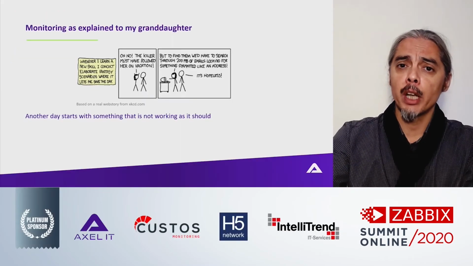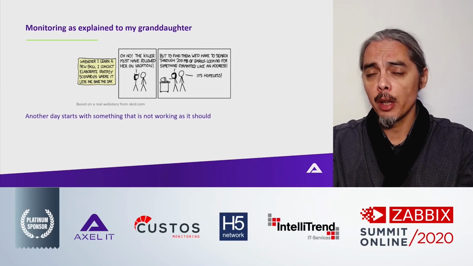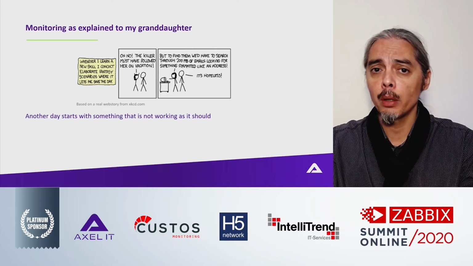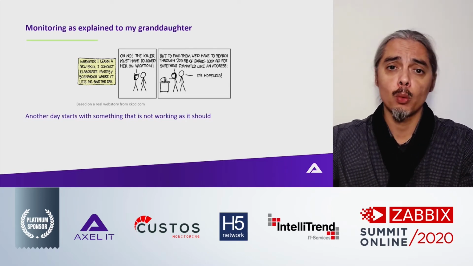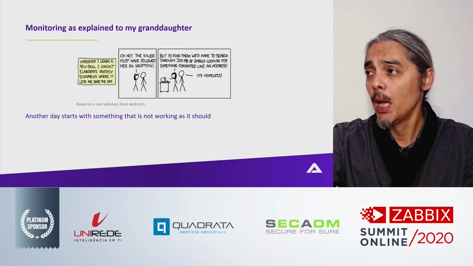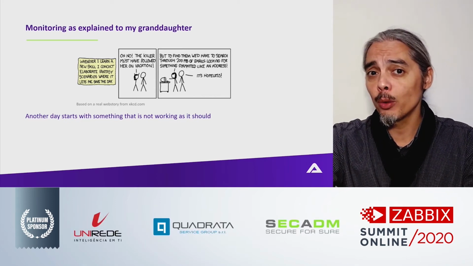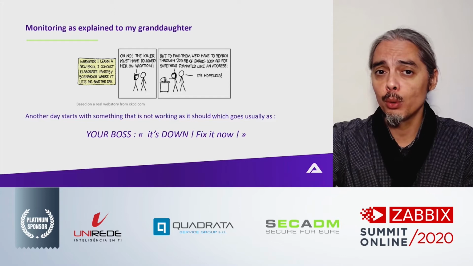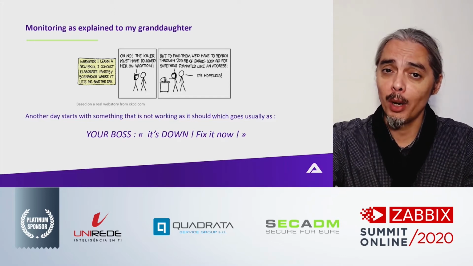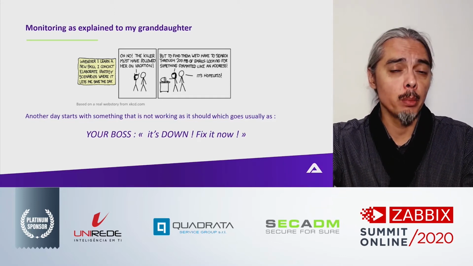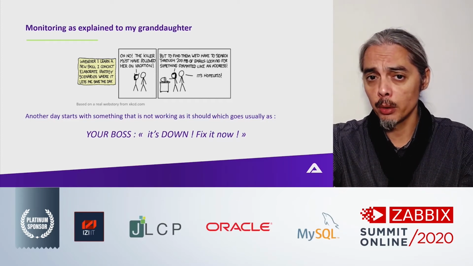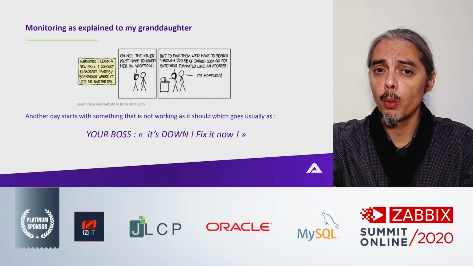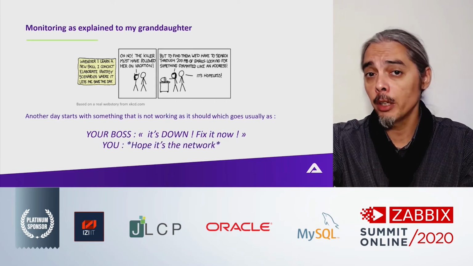So I won't get too much into the details, to stay with generic information. When we're talking monitoring, at the start of the day something is not working as expected, and your boss asks you to fix that very quickly because the business is losing money, right? So the natural reaction when this happens is hoping it's actually the network.